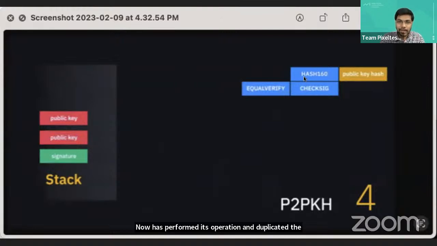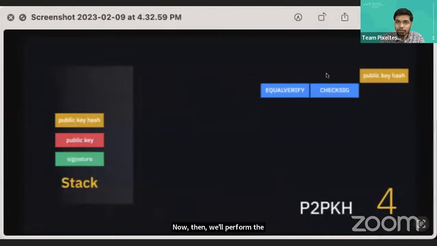Now then we'll perform the hash 160. Now what we are doing, the hash 160 is also operated on the public key. Now the public key and the hash 160 generated the public key hash, right? So now we have the public key hash.